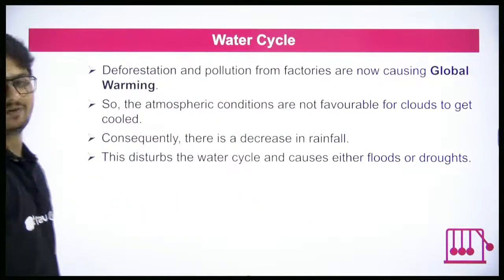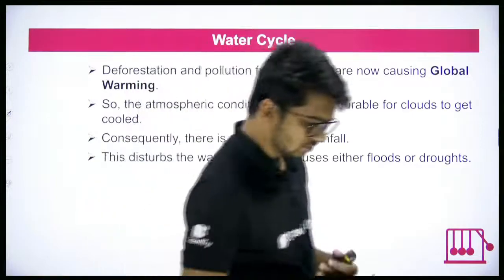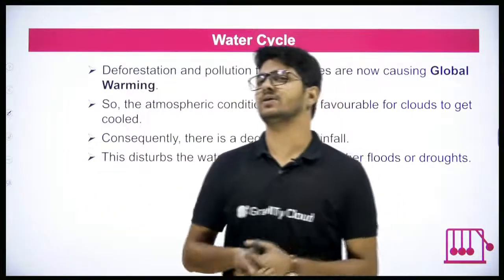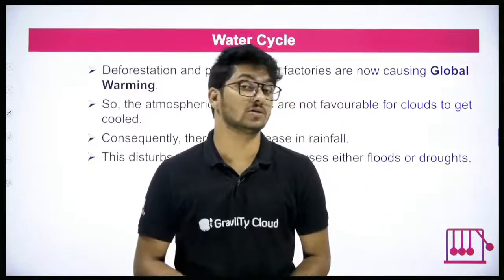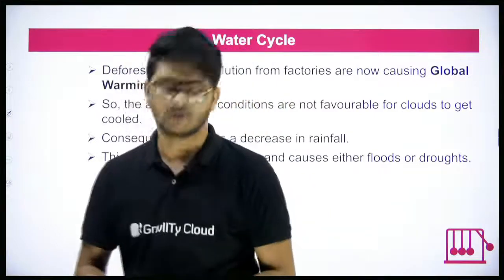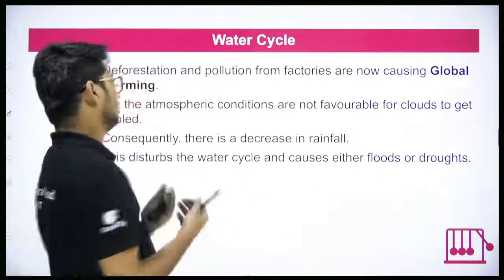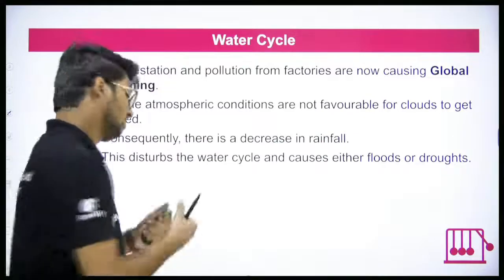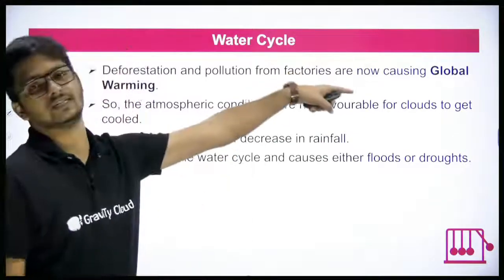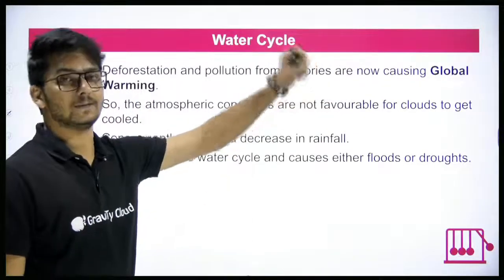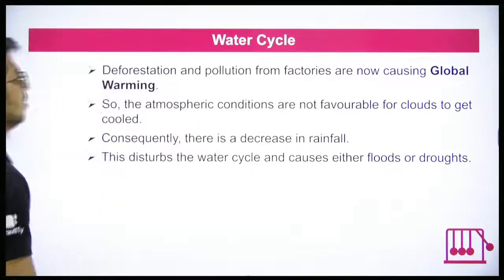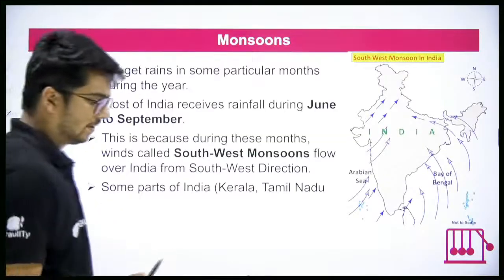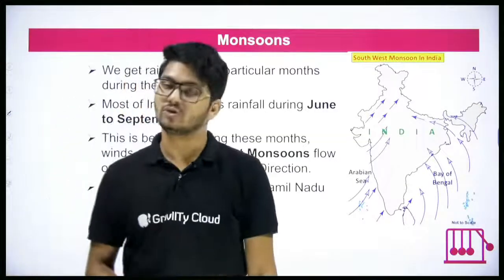So we have to be very careful with it. So you have to be careful about the activities you do, basically about the pollution. Okay? Good. So we learned about the water cycle and we learned about some activities that disturb the water cycle also. That is nothing but global warming. Good? Okay. Now there is one more topic that we have to learn about, that is monsoons.